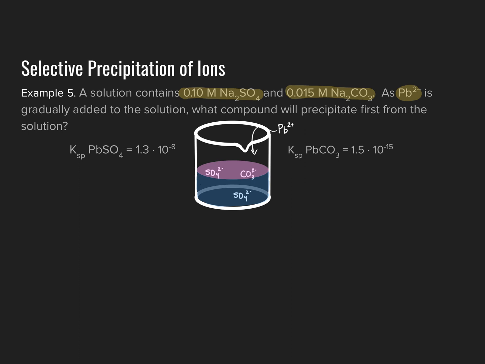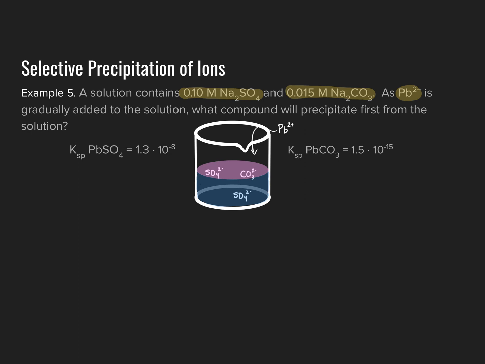And again, we have 2 possible precipitates which could form here. Those are, first, we might see the precipitation of lead 2 sulfate, whose KSP value is given there as 1.3 times 10 to the negative 8th. Or alternatively, we might initially see the precipitation of lead 2 carbonate, whose KSP value there is given as 1.5 times 10 to the negative 15th.